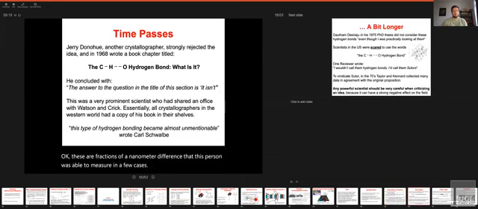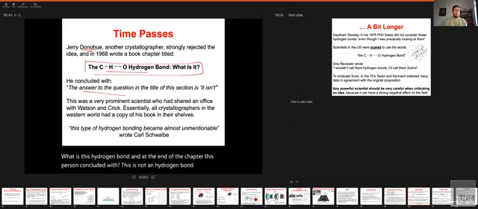Now, a few years later, this other person from California wrote a very famous book, and apparently this book was in every crystallographer's office around the world. And one chapter in that book, the last chapter, has this title over here: What is this hydrogen bond? And at the end of the chapter, this person concluded with, this is not a hydrogen bond.